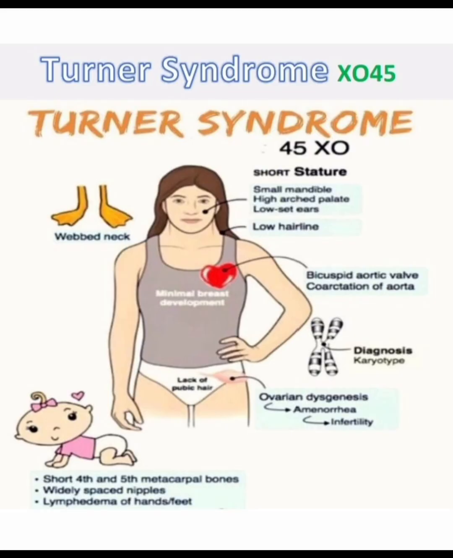So features of Turner syndrome. Turner syndrome is 45X0 chromosomes. There is webbed neck and short stature, small mandible, high arched palate, low set ears, low hairline, and minimum breast development. There is bicuspid aortic valve, coarctation of aorta. Diagnosis is by karyotype. Ovarian dysgenesis, so there is amenorrhea and infertility. Lack of pubic hair is present. We find short fourth and fifth metacarpal bones on the image, widely spaced nipples also we see, and lymphedema of the hands and feet.